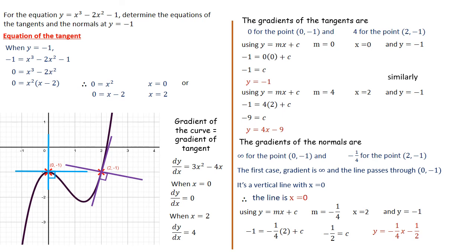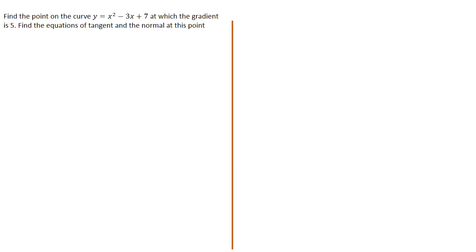Let's go to the last question. Find the point on the curve y equals x squared minus 3x plus 7 at which the gradient is 5, and also find the equations of the tangent and the normal at that particular point. What this information tells us is that there is a point for which the gradient of this curve is 5. It's a quadratic curve. Look for that point, and then look for the equations of the tangent and normal at that point.